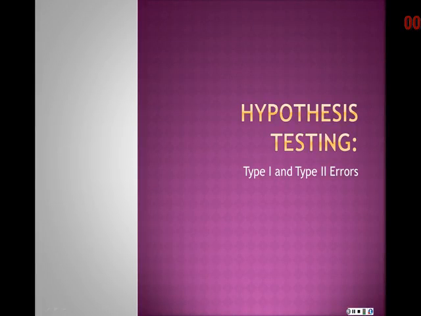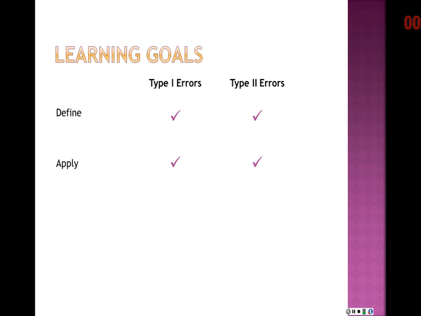Okay, so this lecture is going to talk about hypothesis testing, and specifically type 1 and type 2 errors with regard to hypothesis testing. So the learning goals for this is we're going to define and then apply each of these types of errors. And they're both very distinct types of errors, and they have their own problems that come with them.